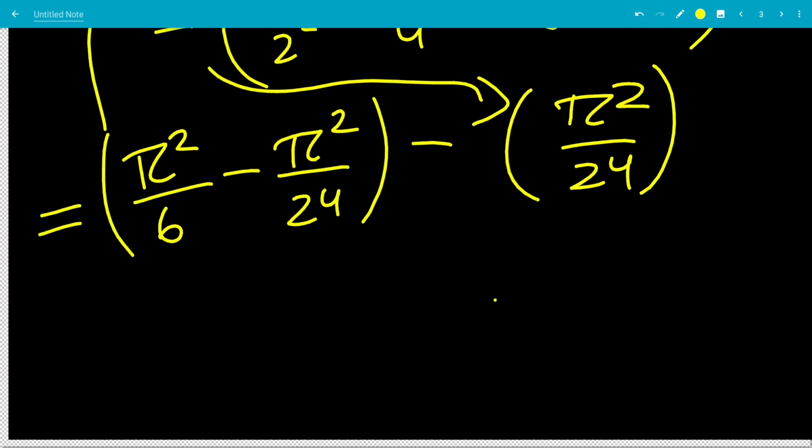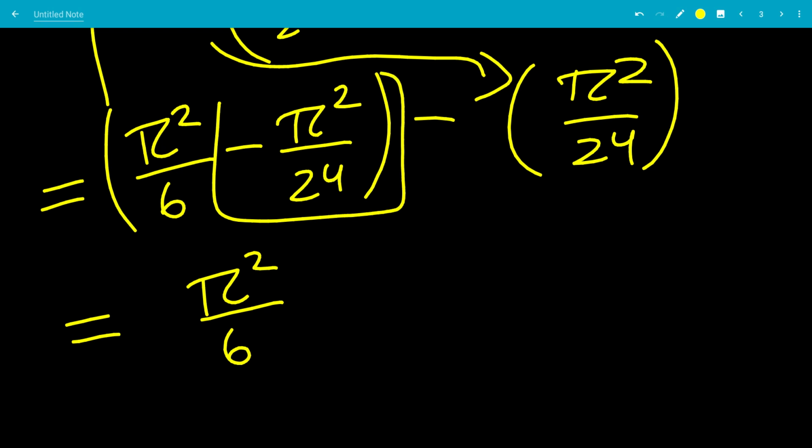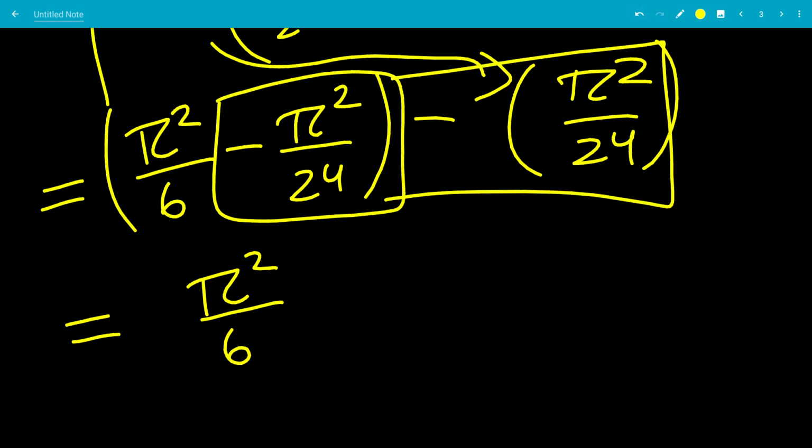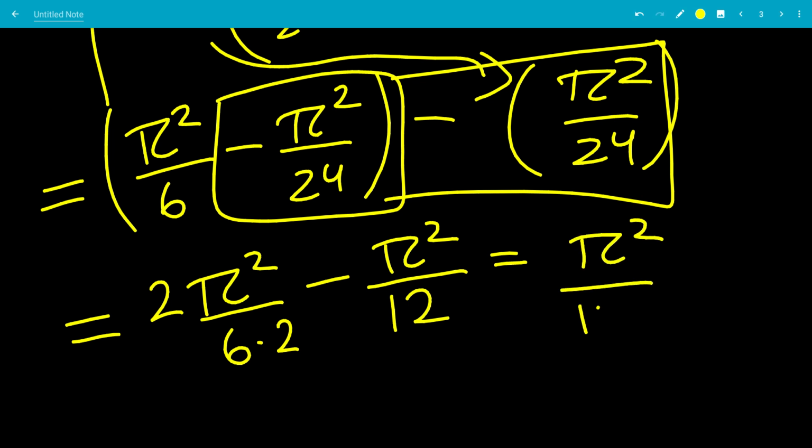Okay, so now we can combine these to be pi squared over 6, minus pi squared over 24, minus another pi squared over 24. This will be minus 2 pi squared over 24, which is minus pi squared over 12. And now you can make a common denominator here. So on the bottom we have 6 times 2. So this will be 2 minus 1 times pi squared over 12, so the answer is pi squared over 12. And that is the end of the video.